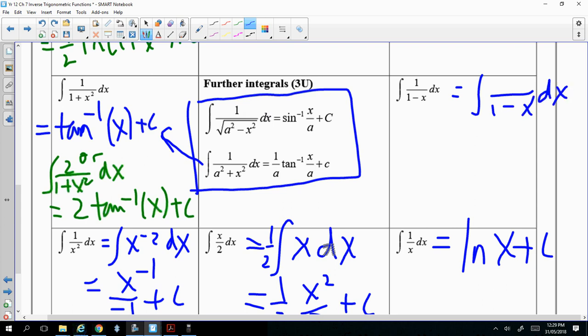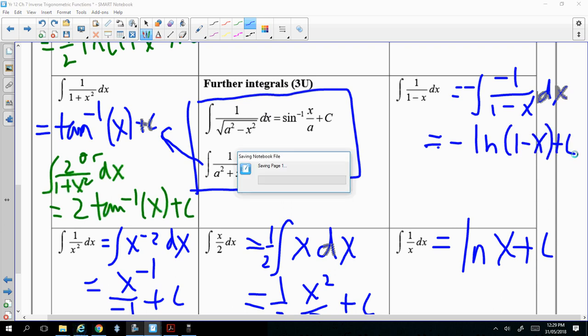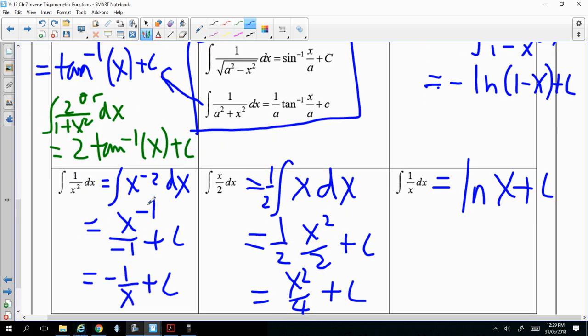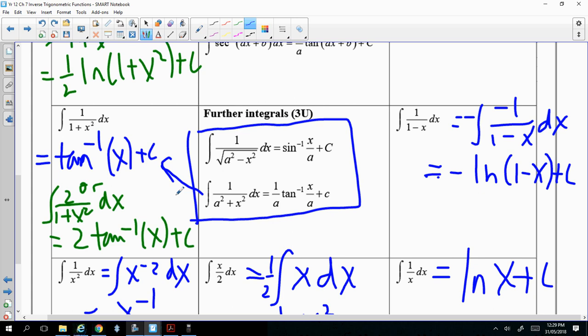No. It has to be exactly tan inverse. Has to be exactly this. If I don't have an x squared, it doesn't work. So you have to have an x squared. It has to have a plus. If it's a minus, it doesn't work as well. Yeah. All right. Next one.